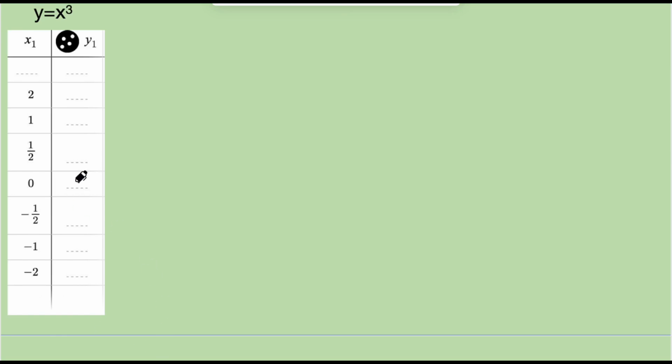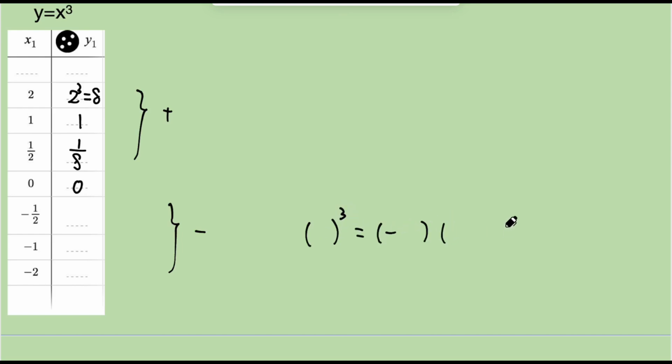When x equals 0, y is 0. When x is positive, y value will be positive as well. So 2 cubed, we will have 8. And then this one 1 and this one 1 over 8. But when x is negative, y value will be negative because the index is 3. It means 3 negative values multiplied together, then the result will be negative. Therefore, we will have negative 1 over 8, negative 1, and negative 8.